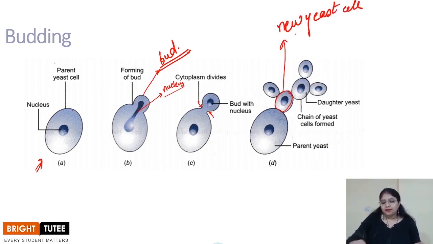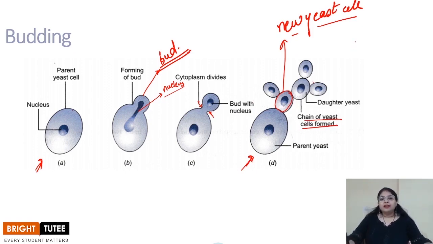Many a time this yeast cell will dissociate from the parent cell and it will grow on its own. Sometimes it grows while it is attached to the parent cell and it keeps on forming more and more buds, forming a chain of yeast cells like this, right? So these are the daughter yeast that are formed, and this is the chain of yeast you might observe, wherein the largest cell that you will be able to observe will be the parent yeast, right?